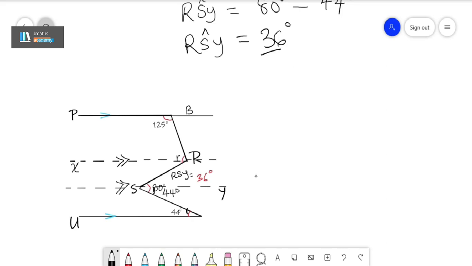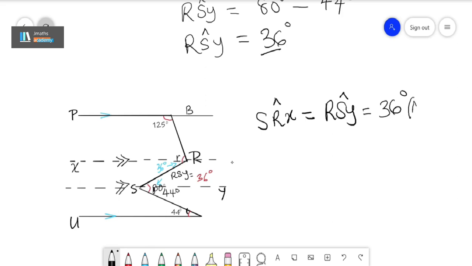Now for the second part of our diagram, we have angle SRX, which is equal to RSY. So this angle here, which is 36 degrees, is equal to this angle here. It implies that this angle here is 36 degrees, and our comment here is alternate angles.